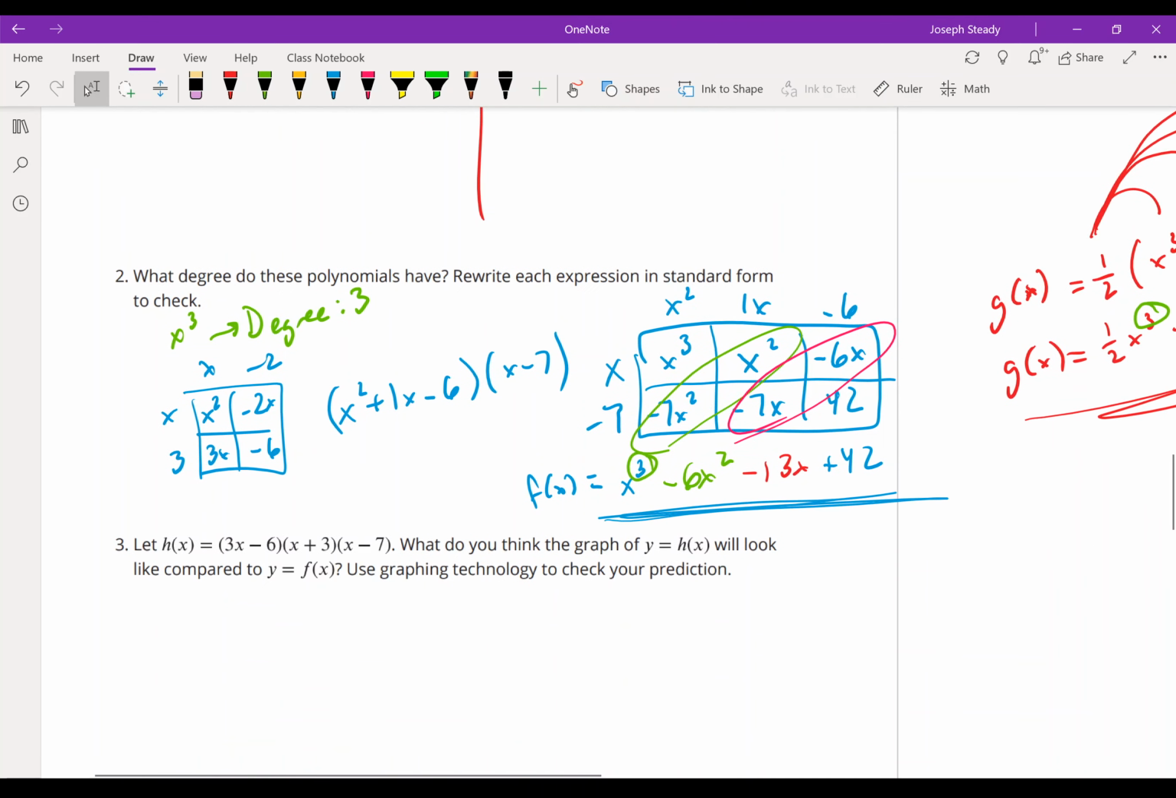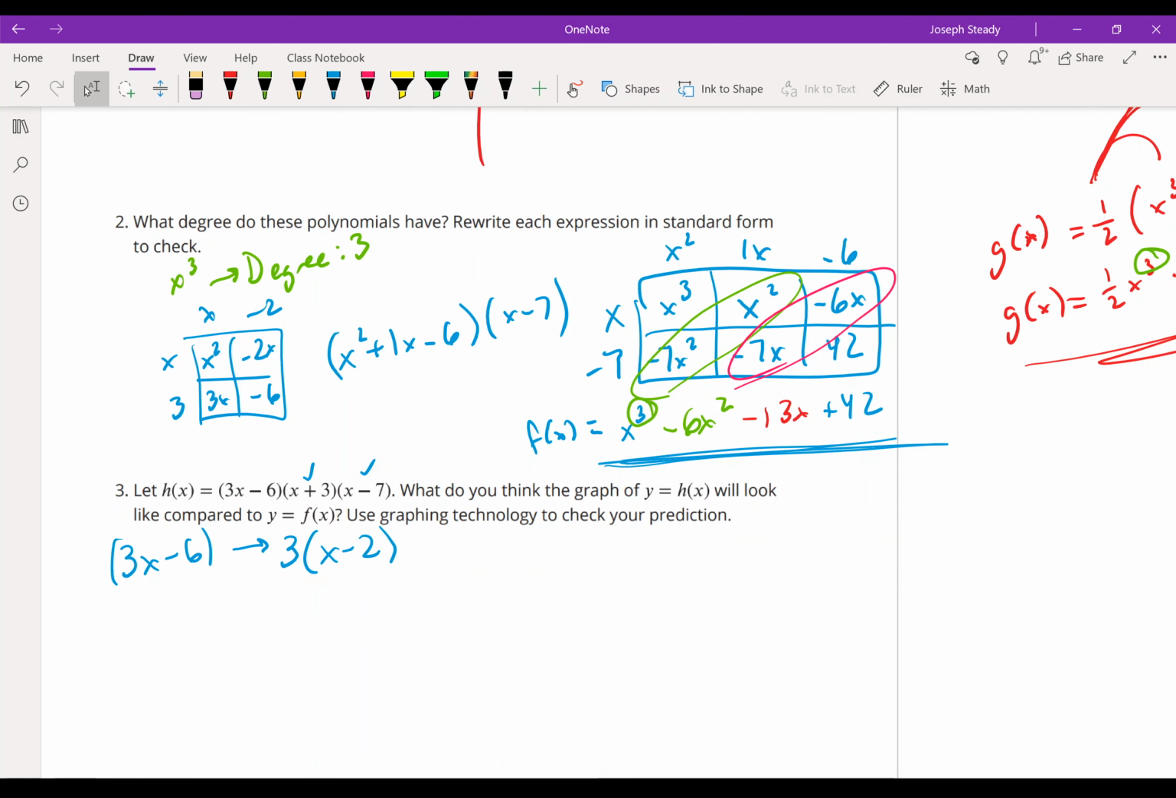Okay, last one up. So they want us to think about, what does this graph look like? The first thing I notice is, hey, the x plus 3, that matches perfectly. The x minus 7, that matches perfectly with the previous graphs. The 3x minus 6, though, is a little bit different. But here's a little trick we can look at. 3x minus 6 is really just 3 times x minus 2, right? Because 3 times x would give me 3x. 3 times negative 2 would give me negative 6. So that actually matches perfectly now, because there's my x minus 2.